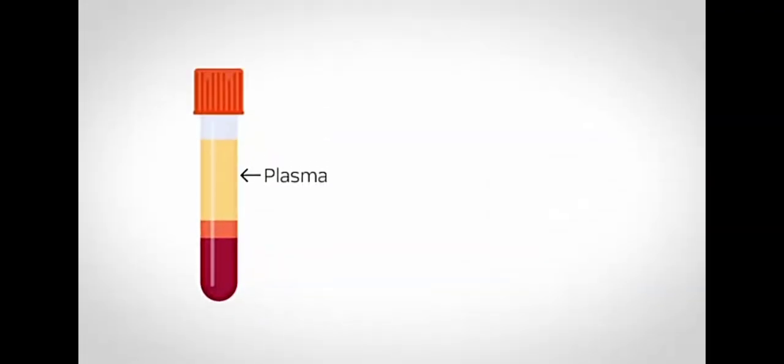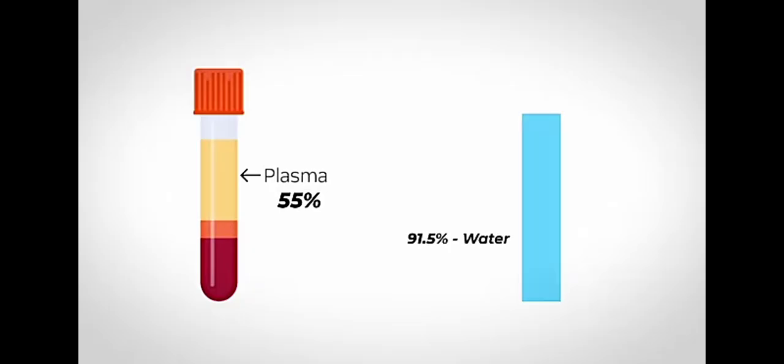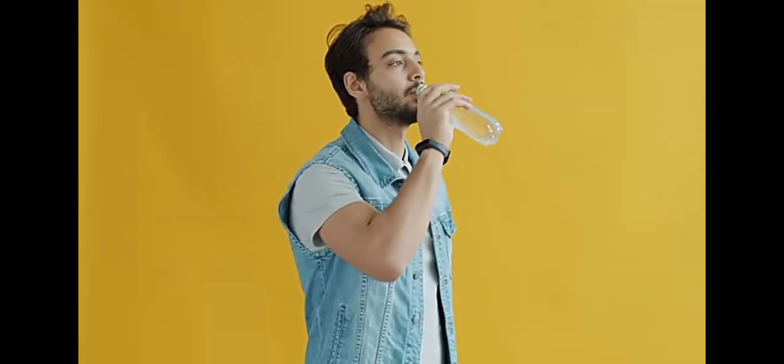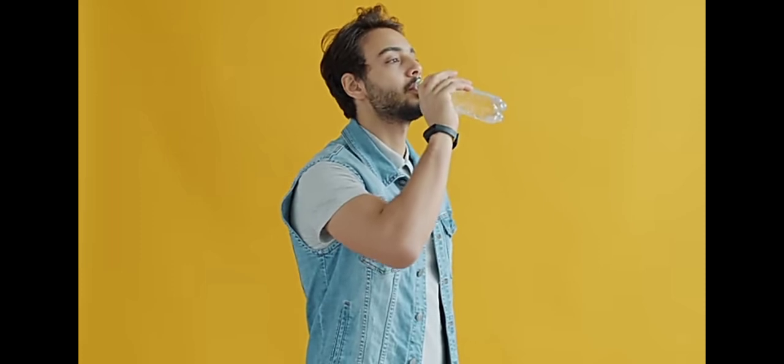Plasma is a straw-colored liquid that makes up about 55% of the total blood volume. And of that 55%, 91.5% of the plasma is made up of water, 7% is made up of proteins, and 1.5% is made up of solutes. So to make the water component of plasma, it's pretty straightforward. We just drink water in order to make more and replenish our plasma.